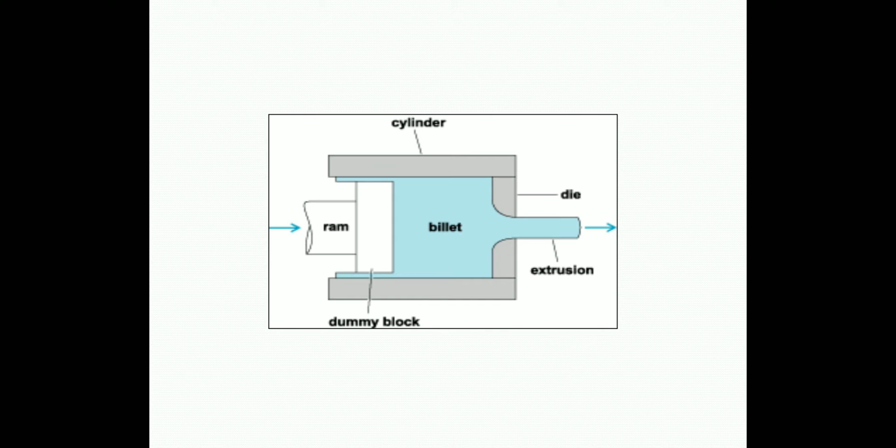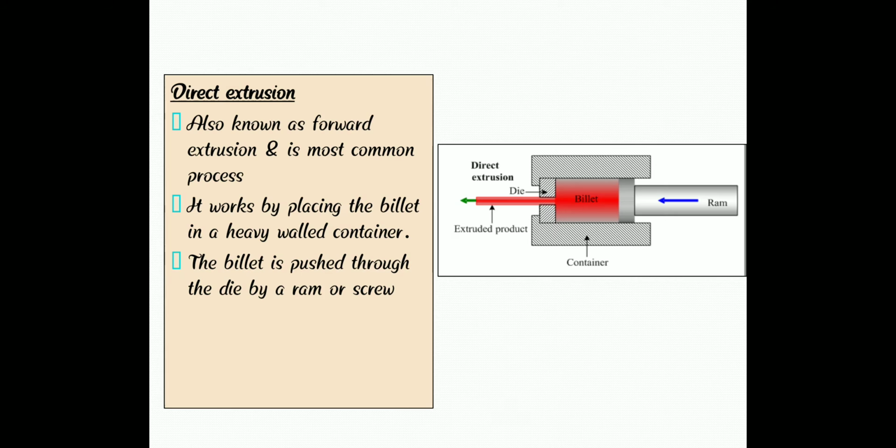Here you can see a diagram of warm extrusion. The billet is there, the cylindrical outer shell is there, and the die from which our final product comes out. The billet is nothing but the part on which we apply pressure.